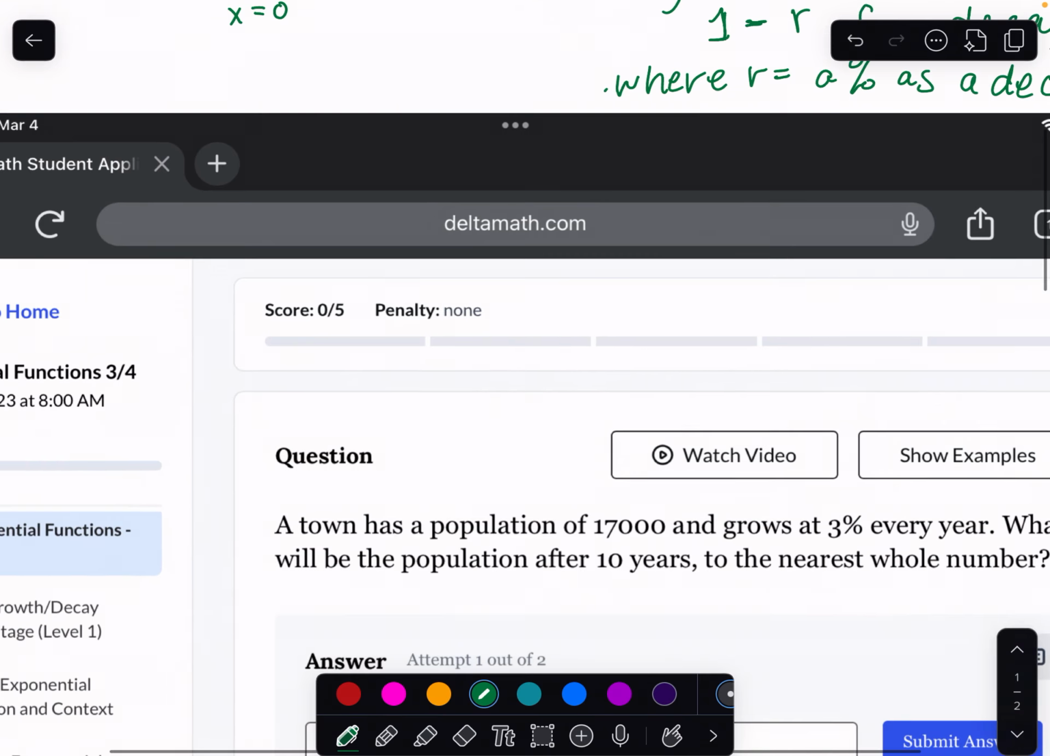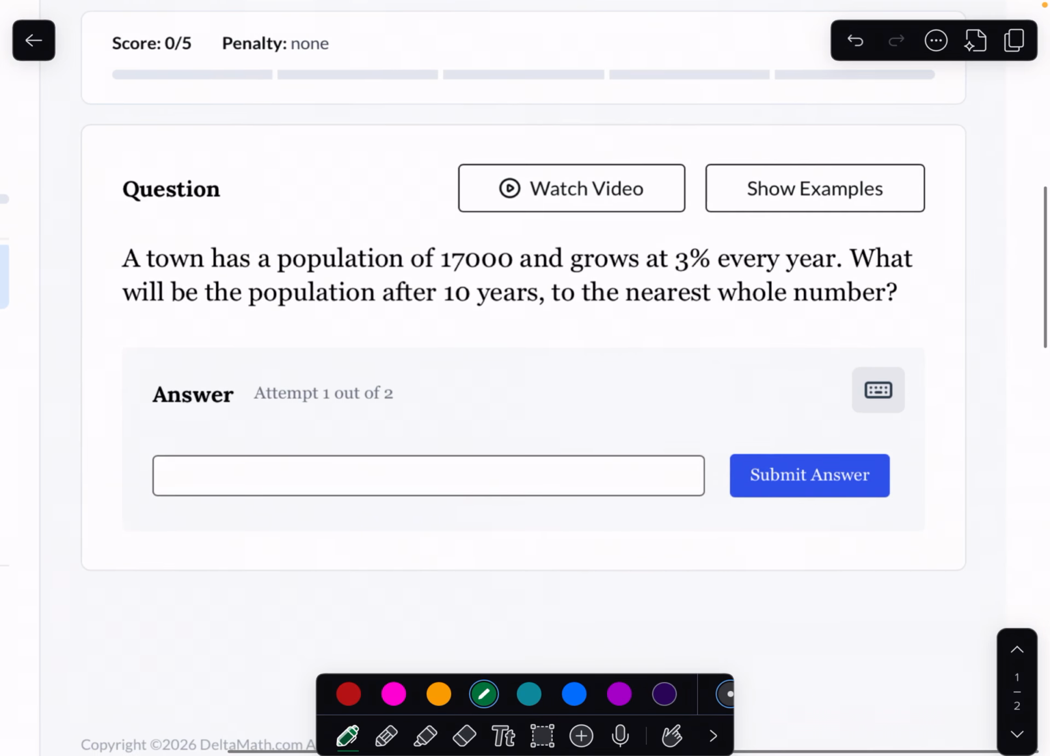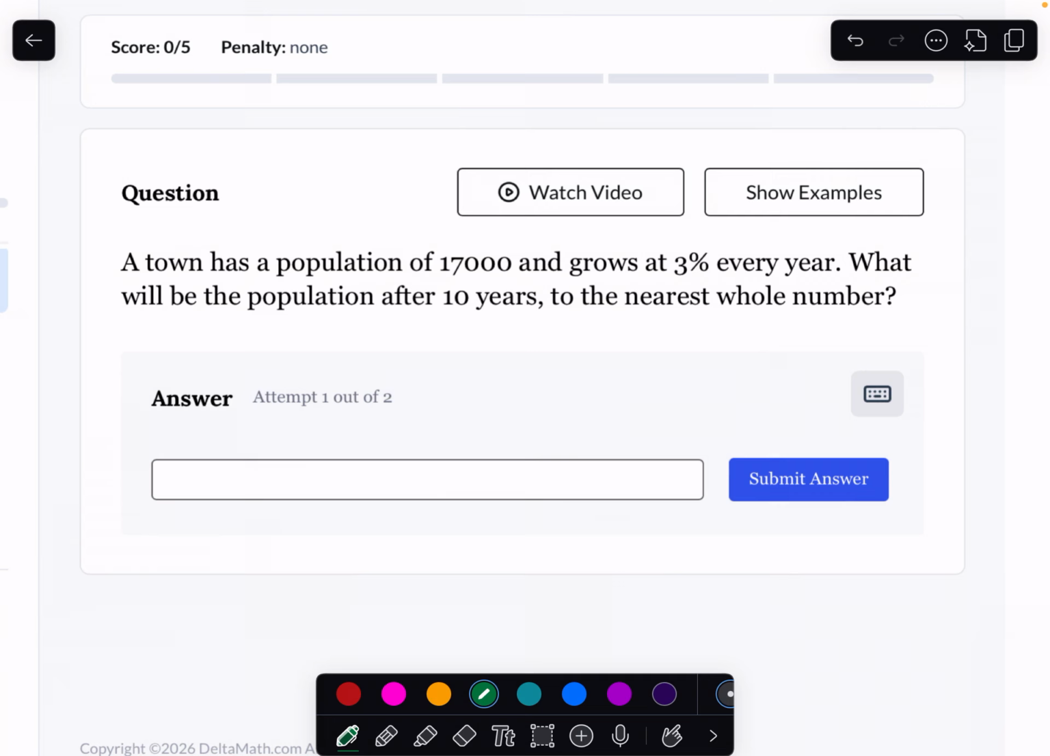So here is an example from Delta Math. I took a picture of it. And here we go. A town has a population of 17,000 and it grows at 3% every year. What will be the population after 10 years to the nearest whole number? So this is from Delta Math, but it's very similar to how you would have it on SAT. So our starting amount would be that 17,000.